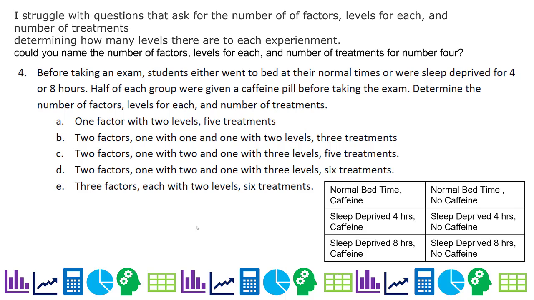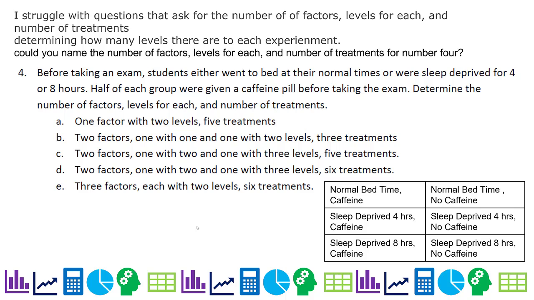Problem 4. So we do need some practice with factors, levels, etc. So we'll do that now. So before taking an exam, students either went to bed at their normal times or were sleep deprived for 4 or 8 hours. Half of each group were given a caffeine pill before taking the exam. Determine the number of factors, levels for each, and the number of treatments.